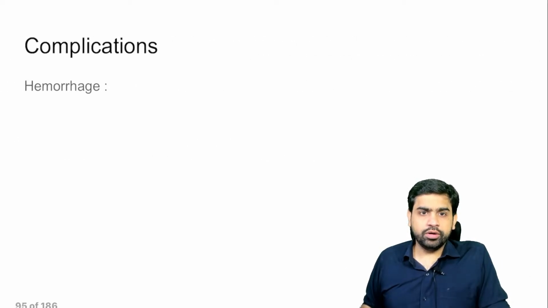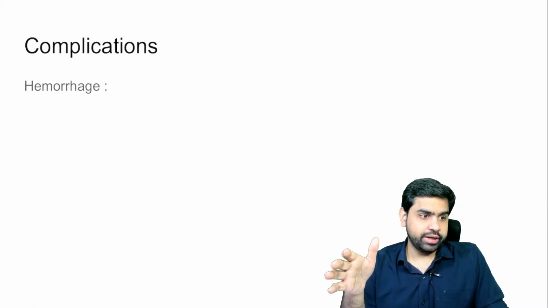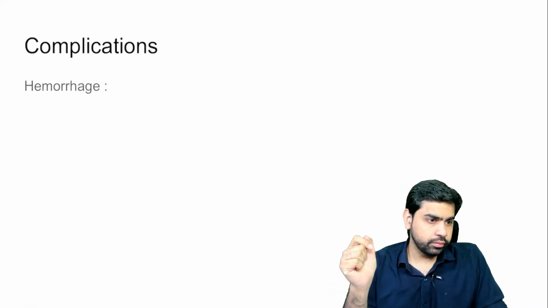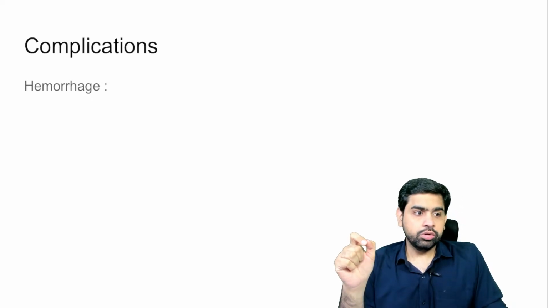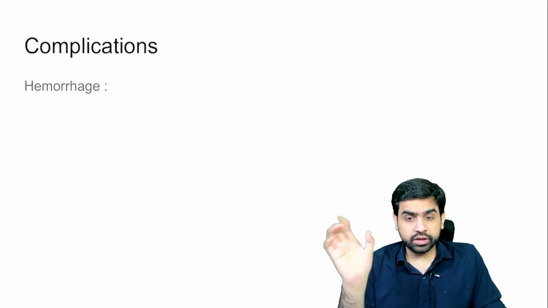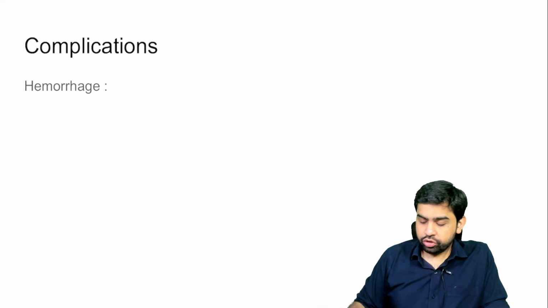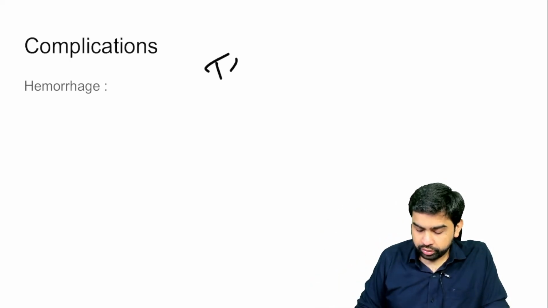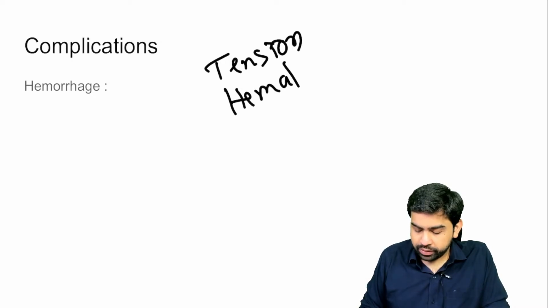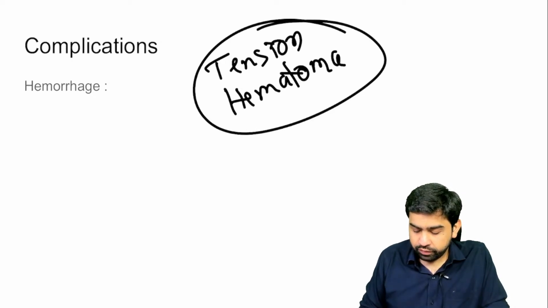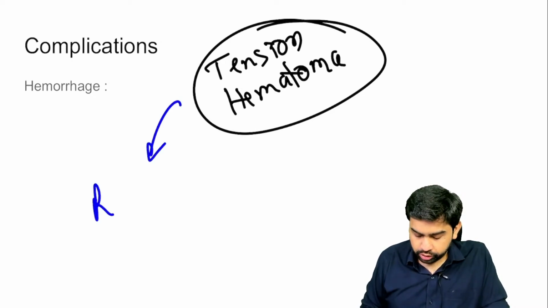Okay, so what you need to understand about the complications of the thyroidectomy is hemorrhage. Here the important thing which you need to remember is something called a tension hematoma. What is this tension hematoma? Tension hematoma is a condition where there is a reactionary hemorrhage.